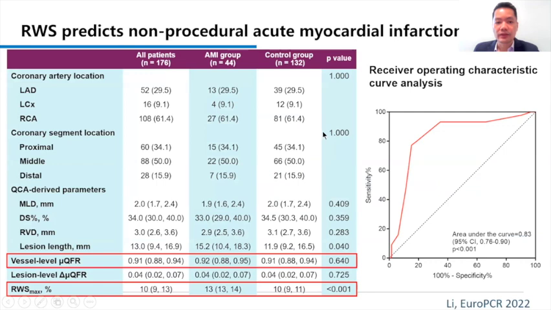The radial wall strength also has a few studies presented at EuroPCR. This study, in collaboration with Professor Ge and Li in Zhongshan Hospital, shows that in the group that developed non-procedure myocardial infarction, the AMR group in the subsequent stage had a much higher RWS compared to the control group. As you can see, when the angiographic-based RWS was used to predict non-procedure acute myocardial infarction, the AUC was 0.83.